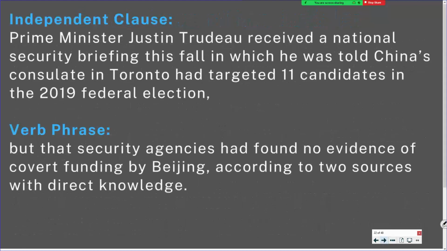So we've got the apostrophe S. Something that belongs to China had targeted 11 candidates.